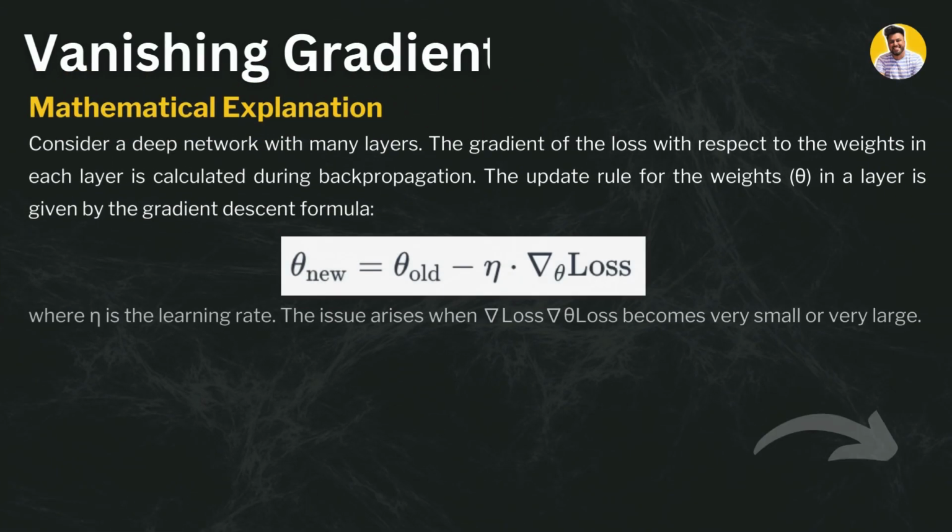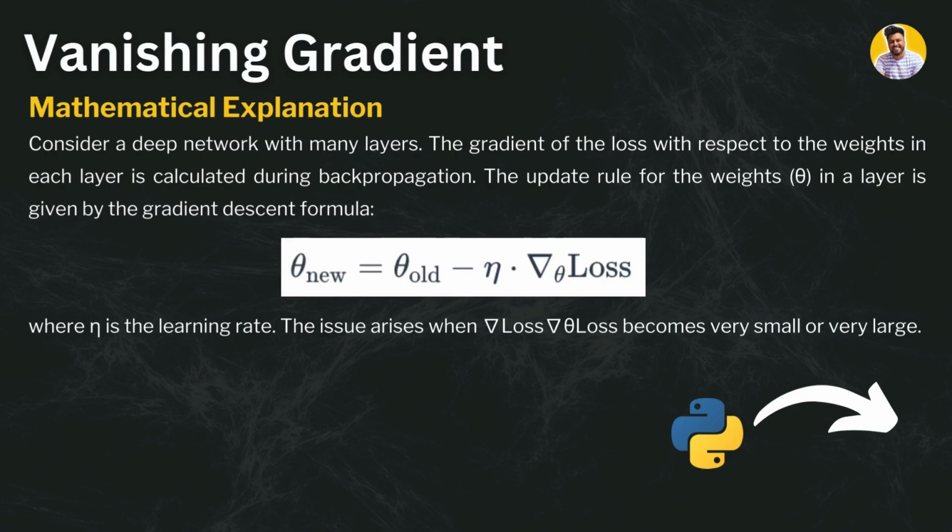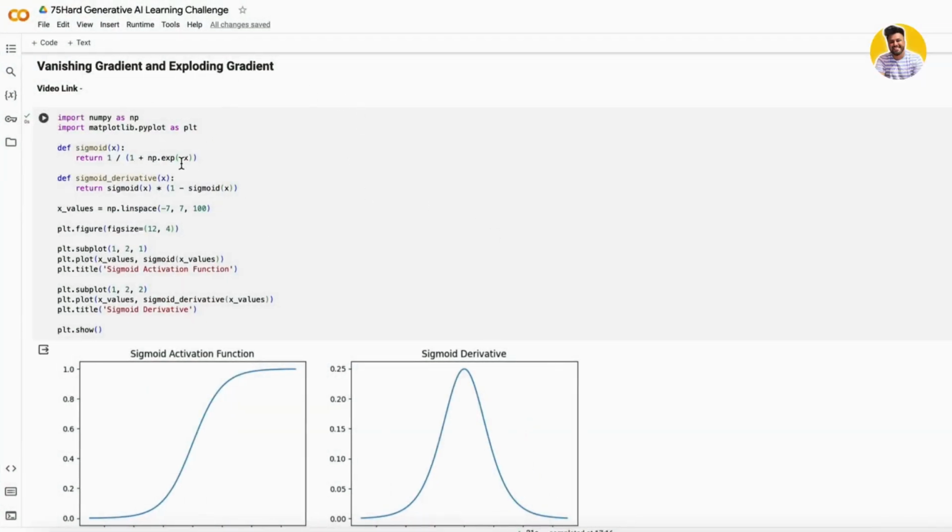Now let's talk about the mathematical formula. We have a deep neural network, and the gradient of the loss function with respect to the weight is calculated at each layer in backpropagation. This equation shows that the new weight is equal to the old weight minus the learning rate times the loss gradient. This gradient can become small or large when our problems occur. In a vanishing gradient problem it becomes very small, and in an exploding gradient problem it becomes very large. Let's see this Python code, where we define the sigmoid function and its derivative, and when we plot it, we see this.